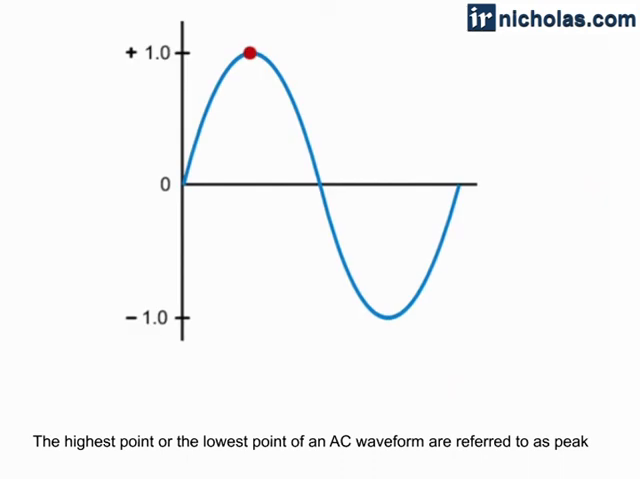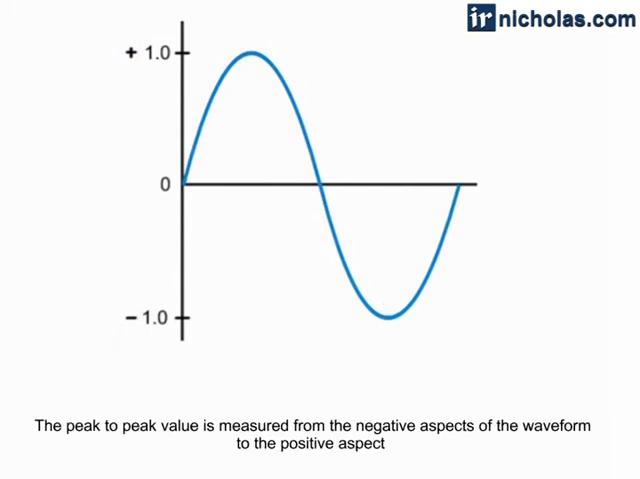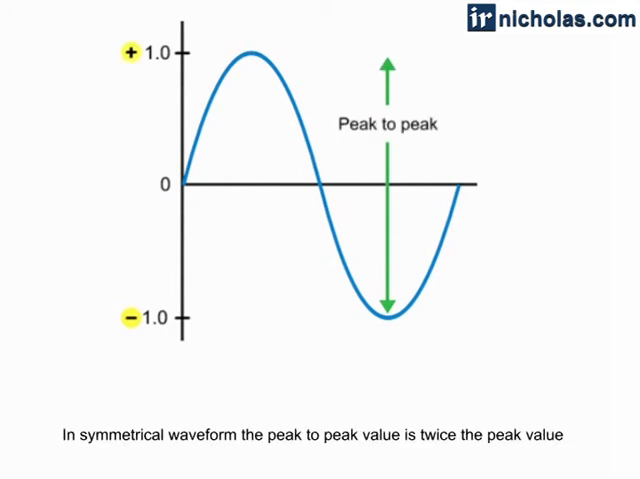The highest point or the lowest point of an AC waveform are referred to as peaks. Peak amplitudes or values can be measured in the positive direction starting from the baseline or in the negative direction. The peak-to-peak value is measured from the negative aspect of the waveform to the positive aspect. In symmetrical waveforms, the peak-to-peak value is twice the peak value.